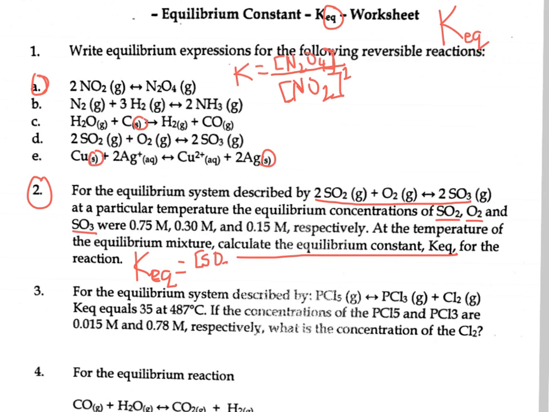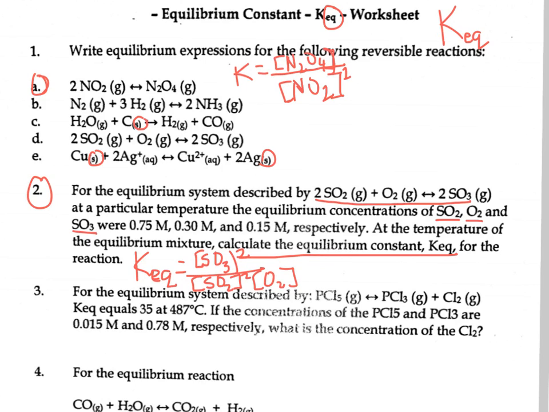So SO3, okay, and that's to the second power, over, so 2 SO3, okay, over the reactants, which is SO2, and that's going to be to the second power times O2, and that one only has a coefficient of 1. So this is our equation. Now we're going to plug in the numbers.